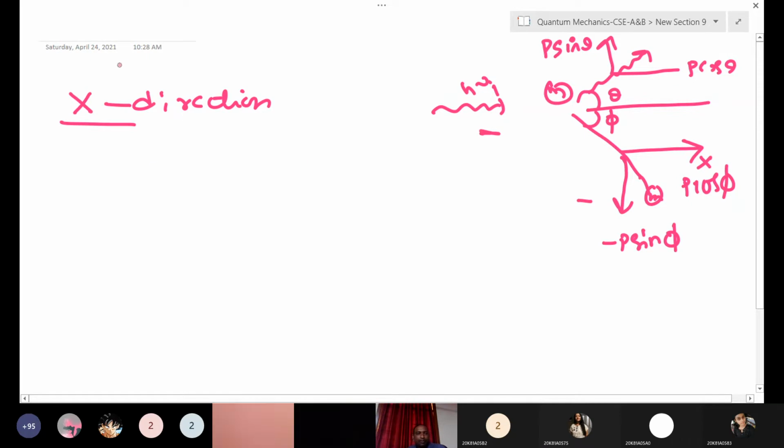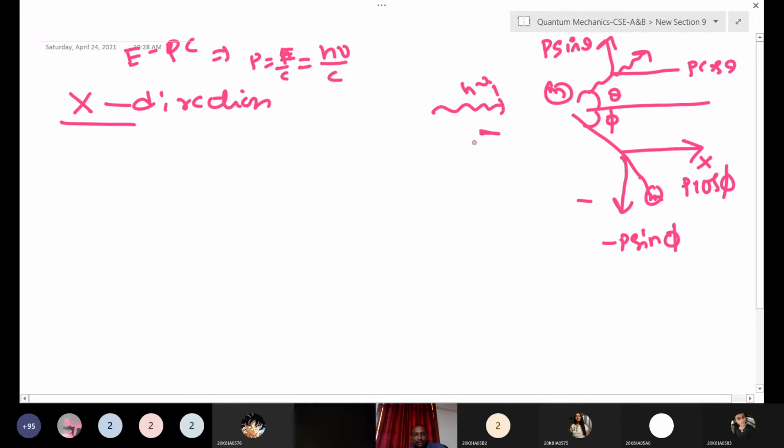And photon momentum, E is equal to pc, right? From there you can write p is equal to E by c. From there, E is equal to h nu, so we know h nu by c. So the incident photon frequency momentum is h nu i by c.